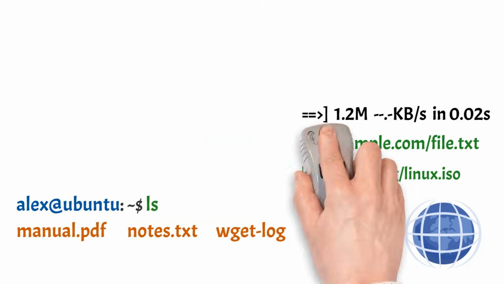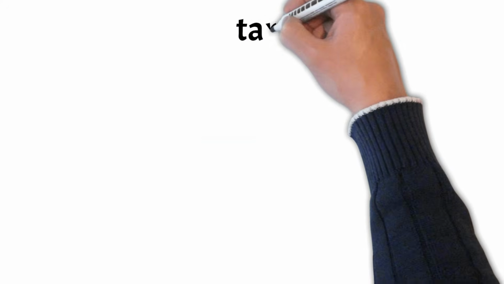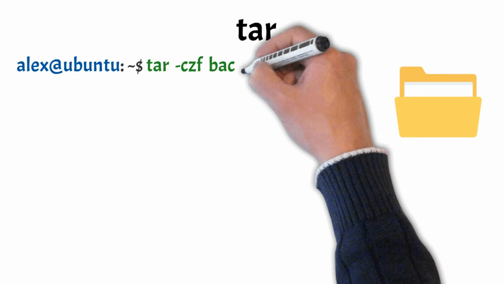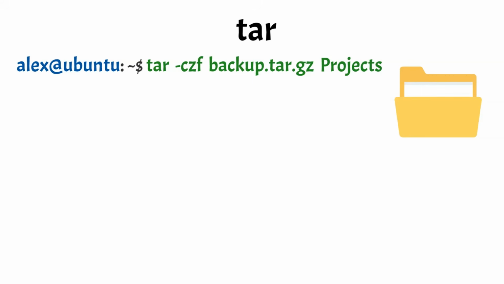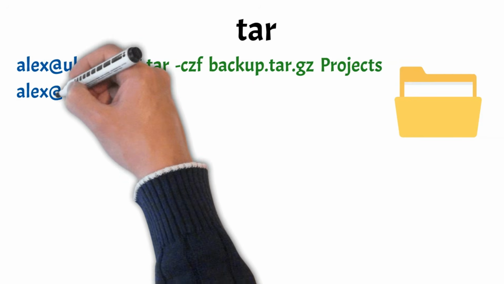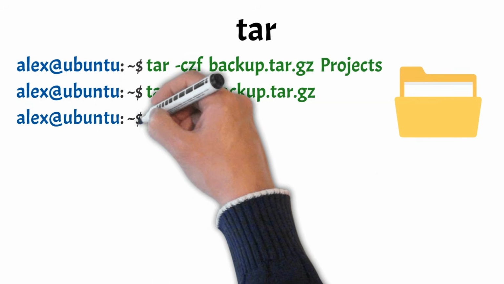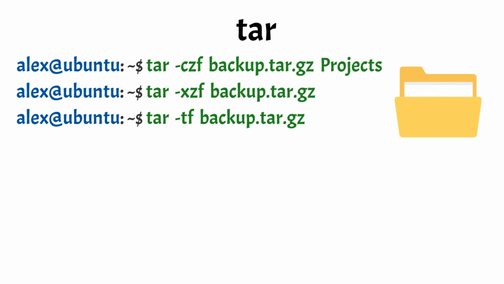And lastly, let's talk about tar. The tar command is commonly used in Linux to archive and compress files and folders. For example, this command takes the entire project folder and compresses it into a tar.gz file. You can later extract it using tar -xzf, or just view its contents without extracting with tar -tf.